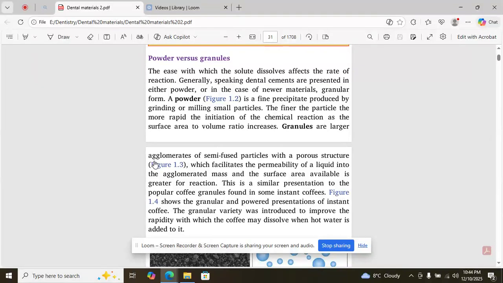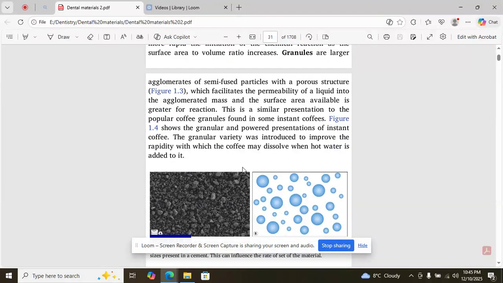Granules are larger agglomerates of semi-fused particles with a porous structure, which facilitates the permeability of a liquid into the agglomerated mass, and the surface area available is greater for reaction. This is a similar presentation to the popular coffee granules found in some instant coffees. Figure 1.4 shows the granular and powder presentations of instant coffee. The granular variety was introduced to improve the rapidity with which the coffee may dissolve when hot water is added to it.